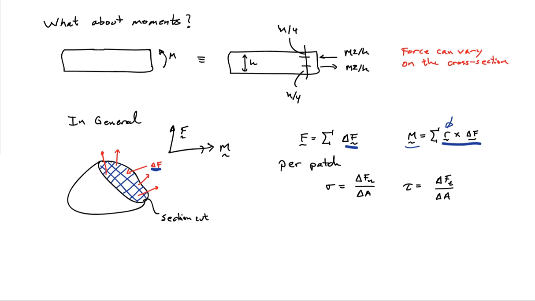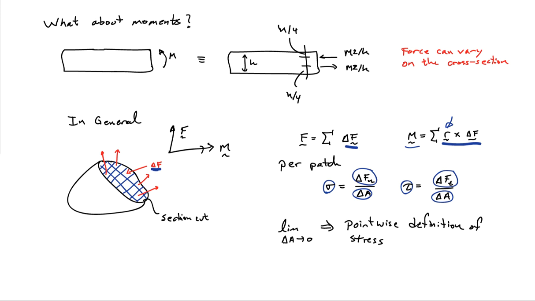But per patch on this cross-section, I can define a normal stress, which is the normal part of the delta F that's being supported there divided by the area, delta A. And the shear stress on that little patch we'll call the tangential component of the delta F divided by the cross-sectional area of each little patch. So we get per patch a shear stress and a normal stress. So now we have something that varies over the cross-section of our section cut. And if I consider the limit as delta A goes to 0, so I have an infinite number of patches, I end up with a pointwise definition of stress. So at each point, I'm going to have a normal stress and a shear stress. And those are simply the density of forces being transmitted across the cross-section at that point in the normal direction and in the shear direction.